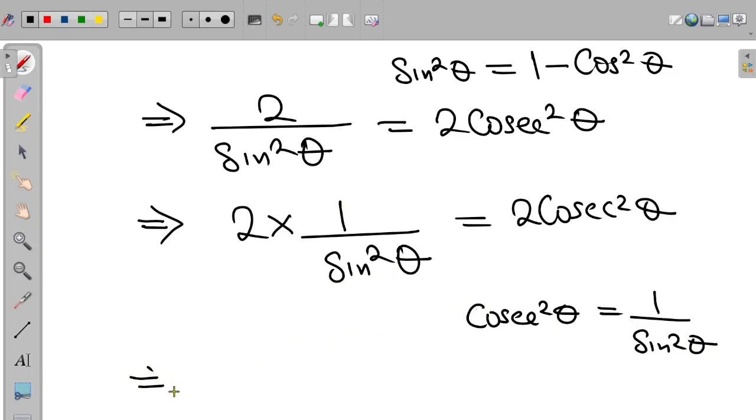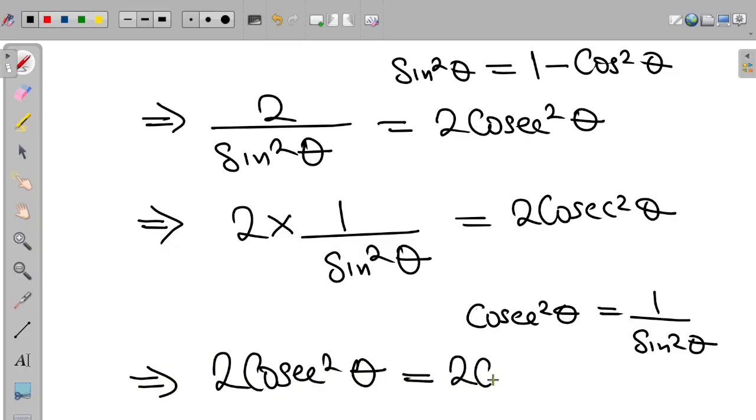First, it has been shown that the left-hand side, which is now 2 cosec squared theta, is equal to the right-hand side, which is 2 cosec squared theta.